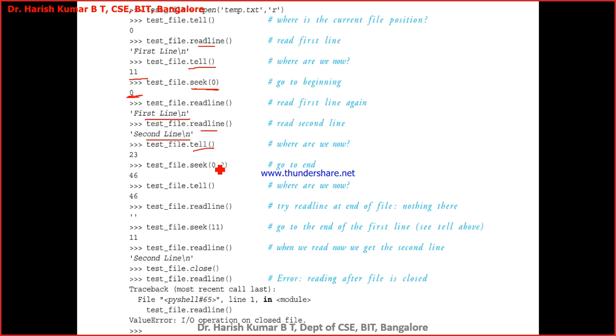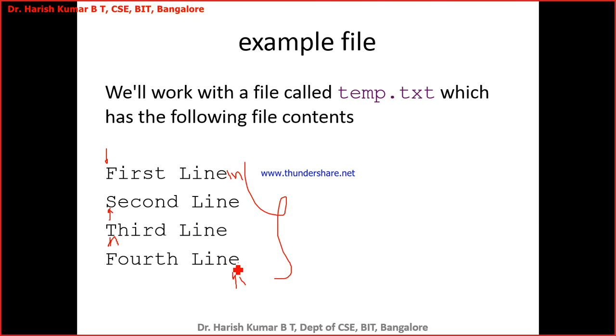Now if instead of 0 I give -1, from the end your read write pointer will be positioned to the last but one character. Instead of pointing to E, it's pointing to the last byte, the EOF character. So if I want to position exactly here, then I have to do -1. If I do -1, it will be pointing here.